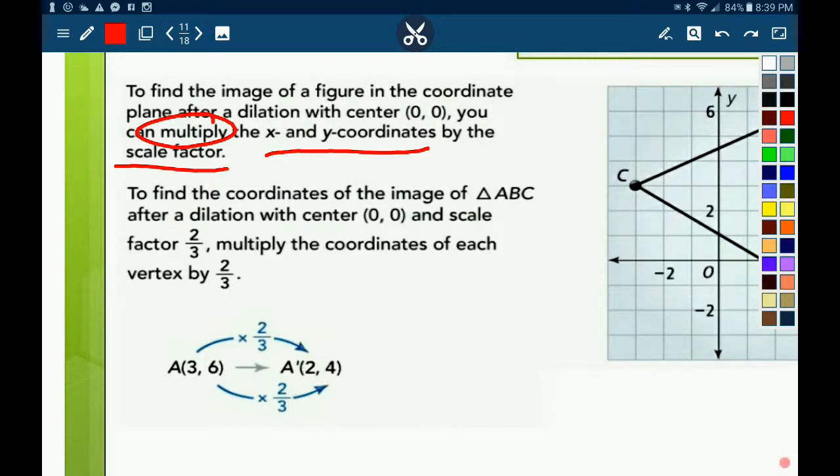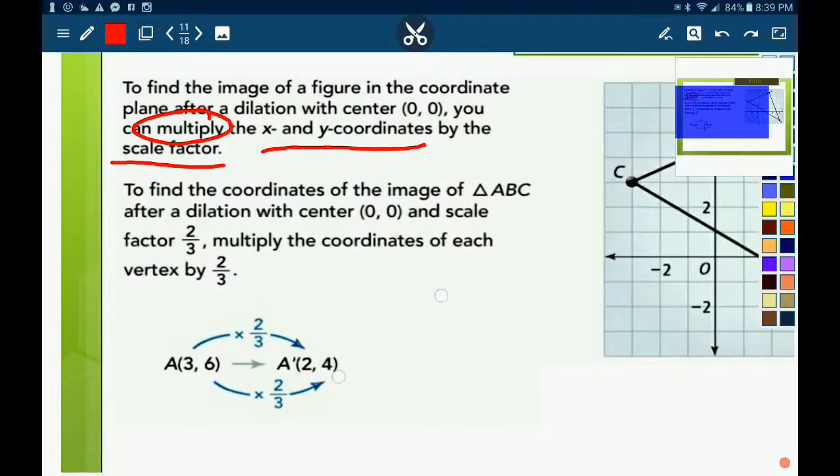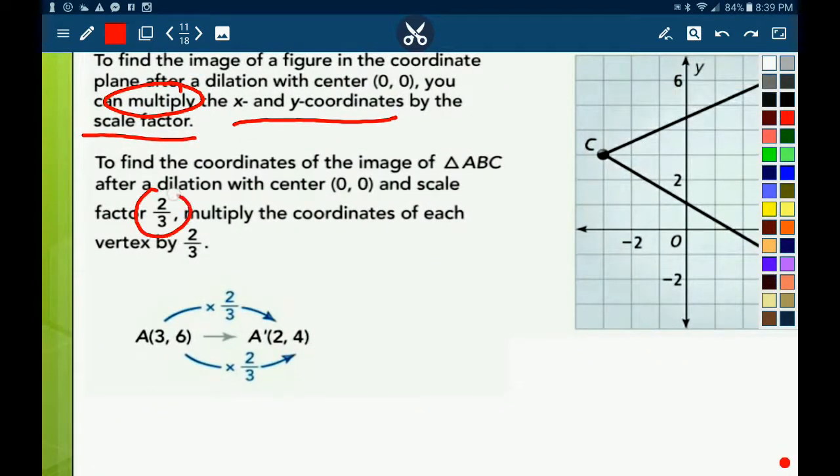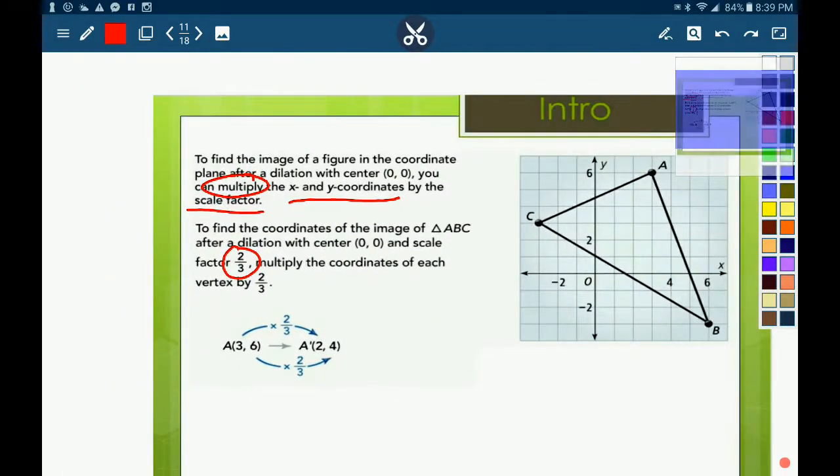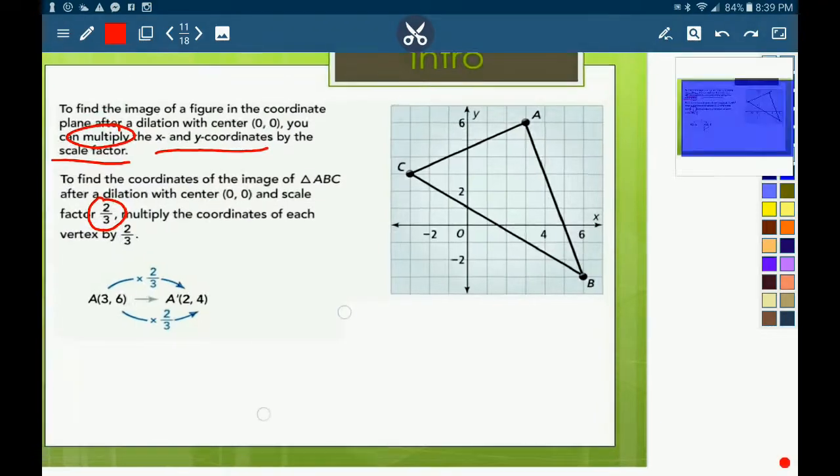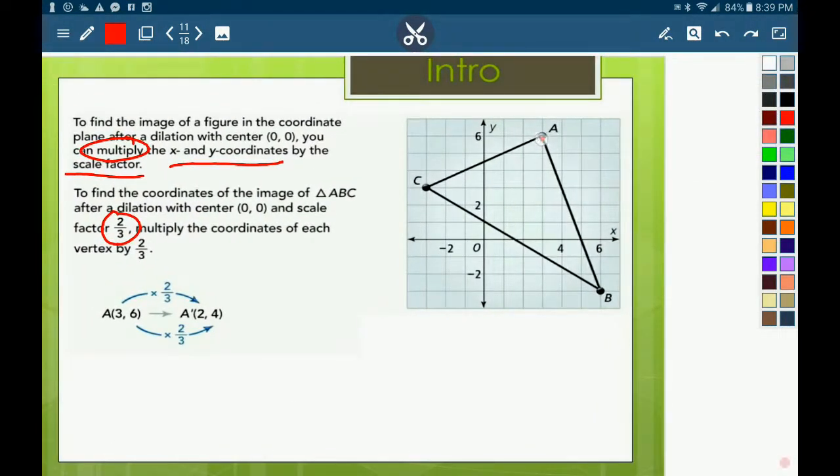To find the coordinates of the image of triangle ABC after the dilation with center 0, 0 and the scale factor of 2/3, multiply the coordinates of each vertex by 2/3. So I have the first vertex written down here as an example. If you notice, the point A right there is at 3, 6. If I want to know what A prime is going to be when it is 2/3 of the size, you're just multiplying the x value by 2/3 and you're multiplying the y value by 2/3 to get the new point.